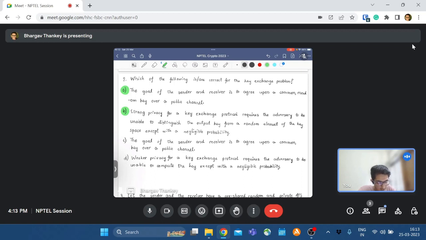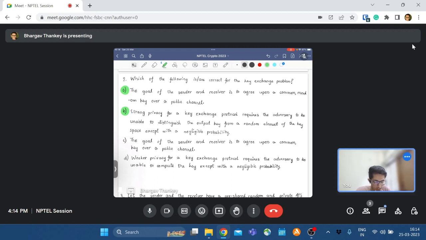Option C is the goal of the sender and the receiver is to agree upon a common key over a public channel. Well, this is not completely true because they don't just want to agree upon a common key. They want to agree upon a common random key, right? Because if the key weren't random, then that can give the adversary who wants to break the crypto system some advantage, right? For example, if the key is always zero to the end, that's a problem. So the key has to be random. So C is not correct.